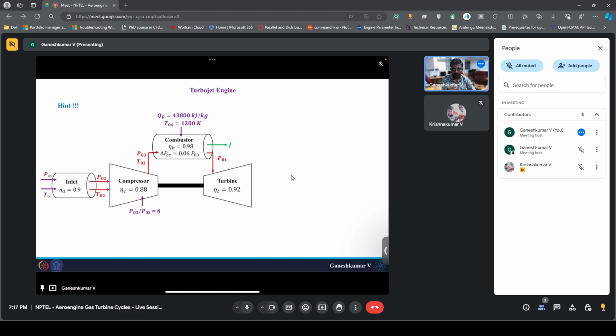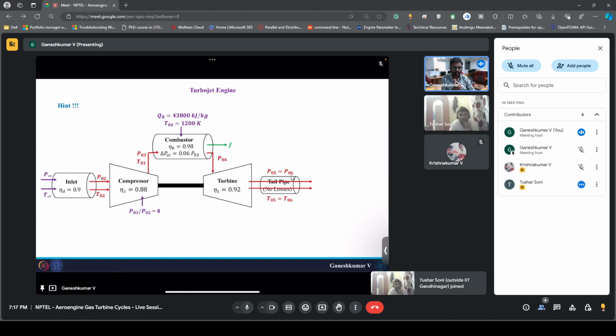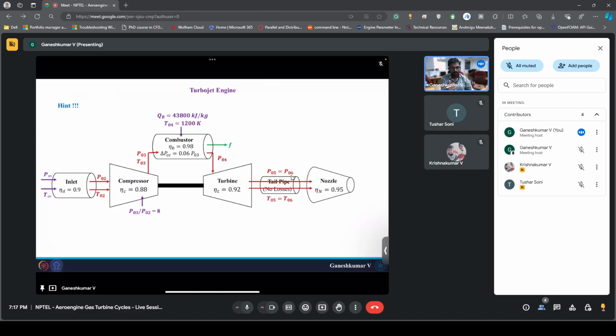Once you find the combustion chamber, the next component that we have is turbine, whose efficiency is 0.92, and from turbine you can get exit pressure and exit temperature. Now the tailpipe has no losses. That is what we have found. So the tailpipe has no losses, it's been given in the question. Because of this, there won't be any change in properties across the tailpipe. And then we have nozzle. From nozzle we can find P9, T9, and V9.